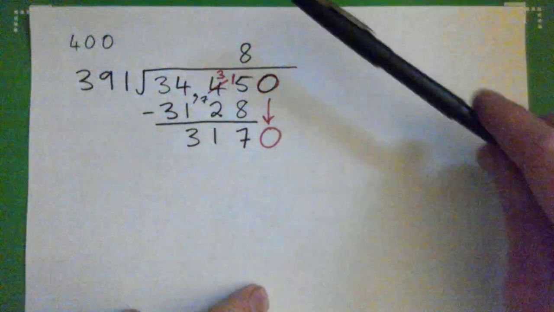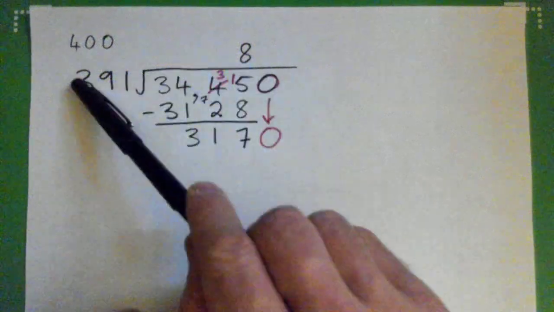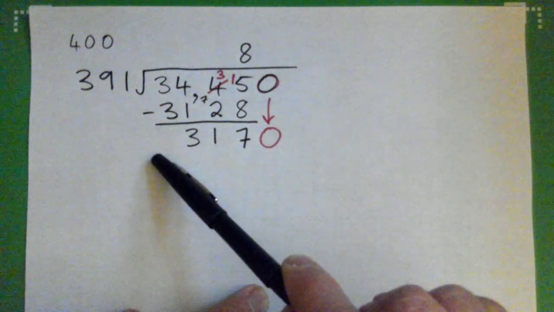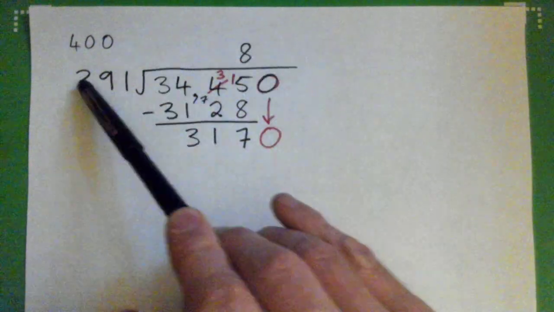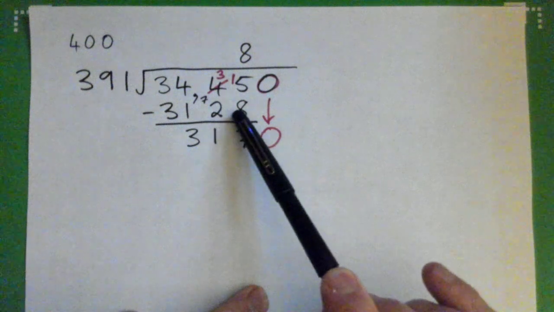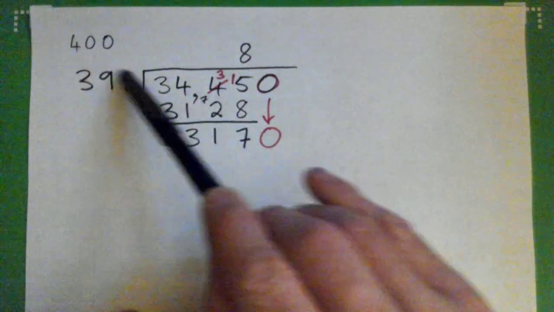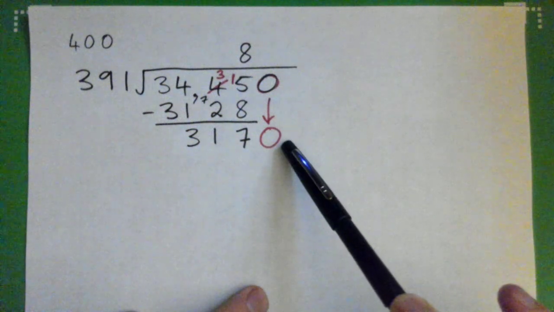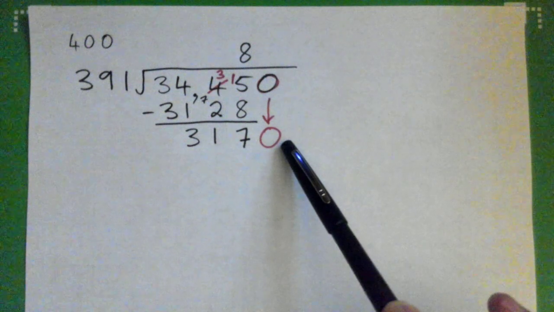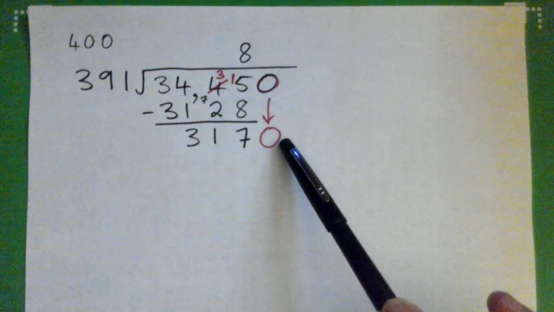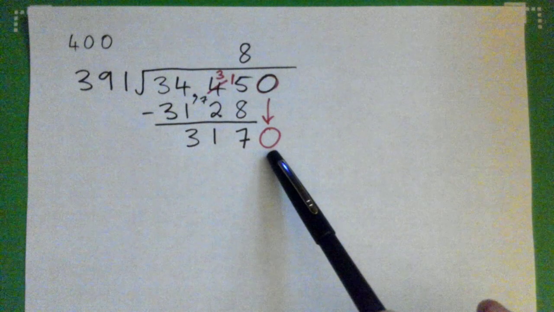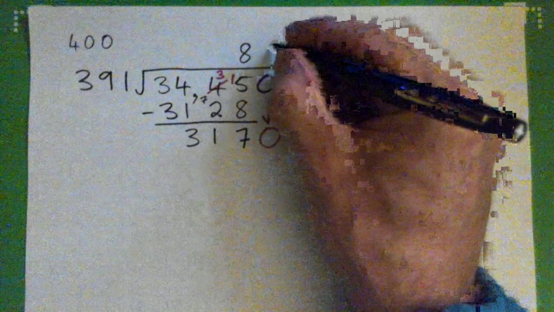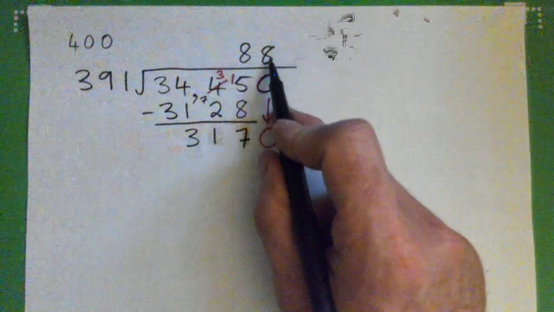But now when we multiplied 8 times 391, what do we get? So when we multiplied 8 times that, we got 3,128, right? And now we're trying to put this thing into 3,170. So what do you think we should guess? Yeah, 8 again. Try it. 8 again, because it's going to be the same thing, is it?